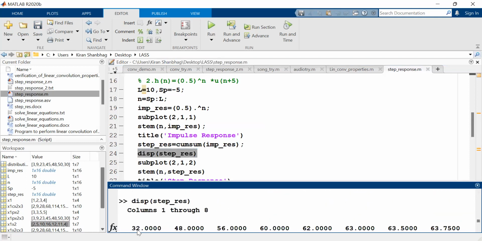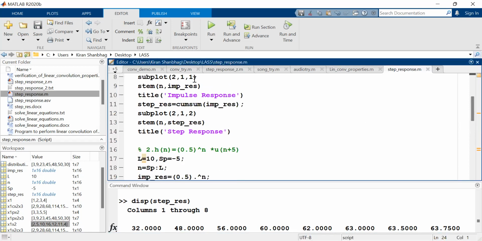32, 48. What just happened? Why is this showing 32, 48 and 56? There is some catch. Something has gone wrong. 0.5 to the power n we have taken. Starting point is minus 5. 0.5 to the power minus 5 is a very big number. Then afterward it goes on reducing. So it's always good to know what answer you are anticipating. Similarly, let me display the answer here also.